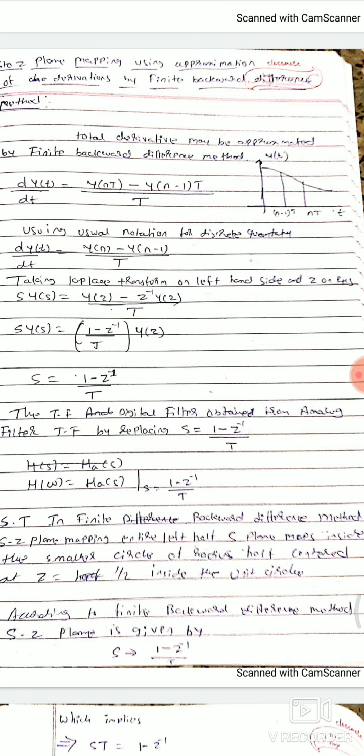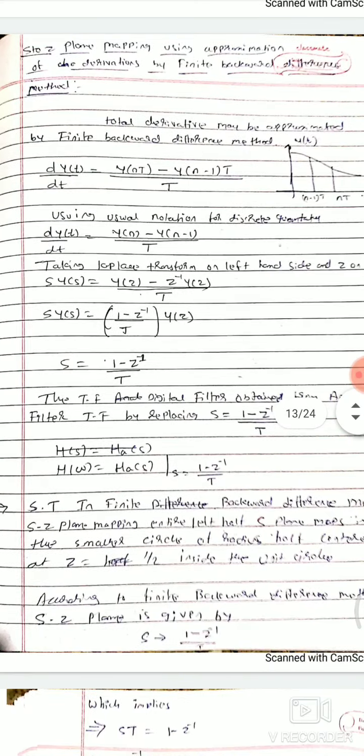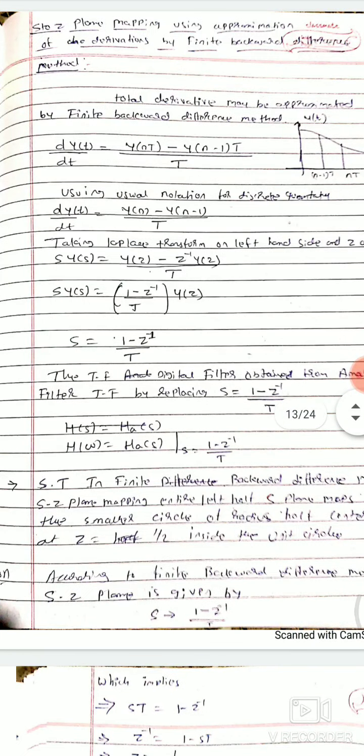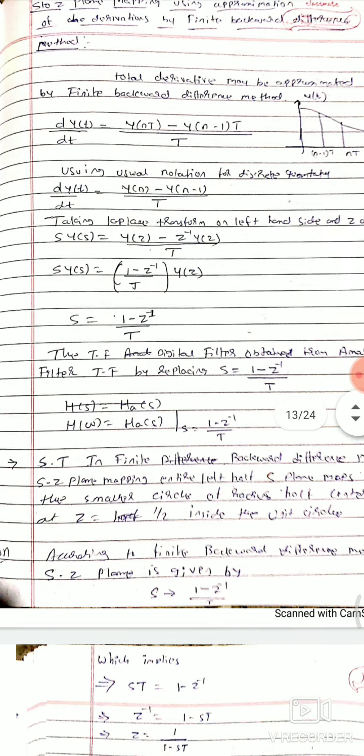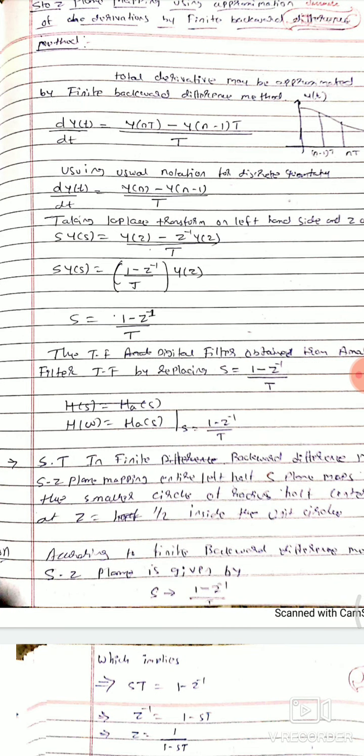Using the usual notation for discrete quantities, we write dy(t)/dt as y(n), the discrete quantity, as we did in the previous case of bilinear transformation. So dy(t)/dt can be written as the discrete quantity y(n) minus y(n-1), divided by T. Taking the Laplace transform, we convert it to the s domain. So s times Y(s) becomes Y(z) minus z inverse Y(z), whole divided by T. So s can be written as (1 - z inverse)/T times Y(z).